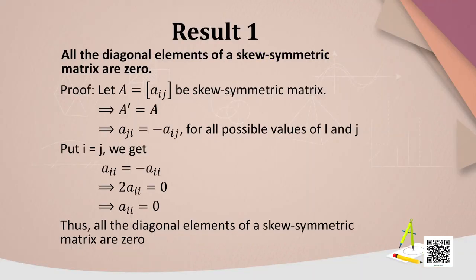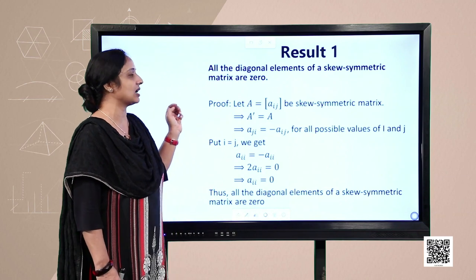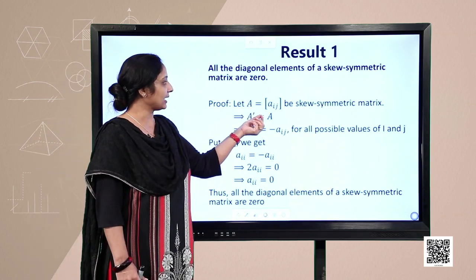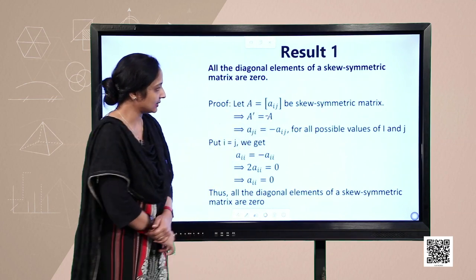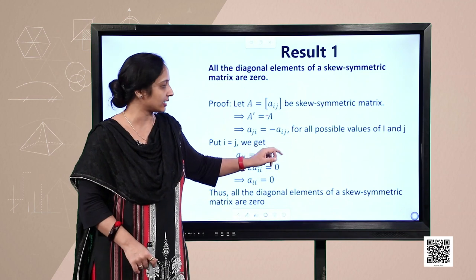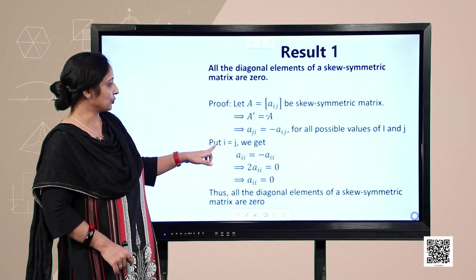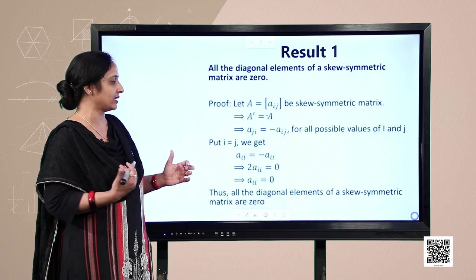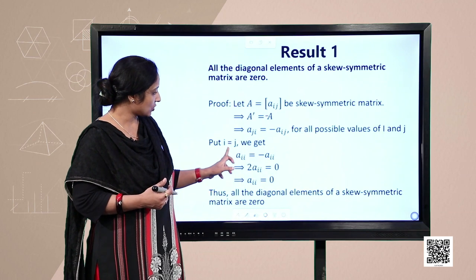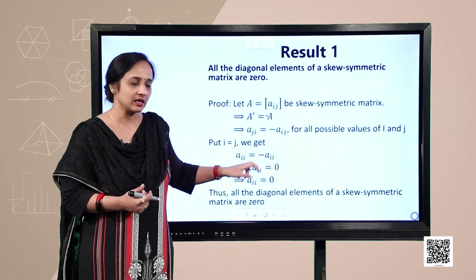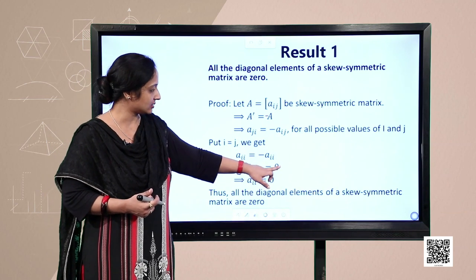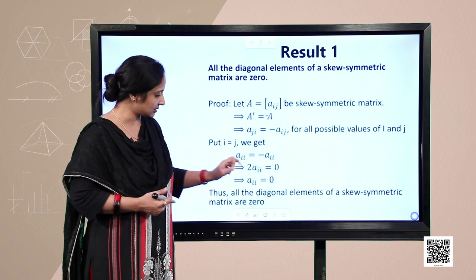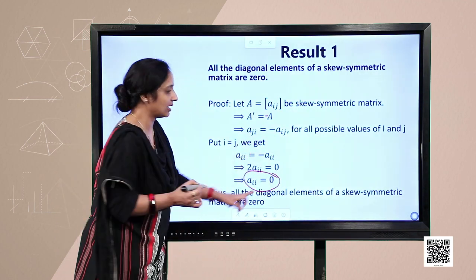So that leads us to one more very major property, that all the diagonal elements of a skew symmetric matrix are zero. How can you show that? Let's take [aij] as a skew symmetric matrix. That means A transpose must be equal to minus A, that means aji is equal to minus aij for all the possible values of i and j. So put i equal to j. That means I am talking about just diagonal elements like a11, a22 and a33. So you get aii is equal to minus aii. So shift this to this side, it becomes twice aii is equal to 0.